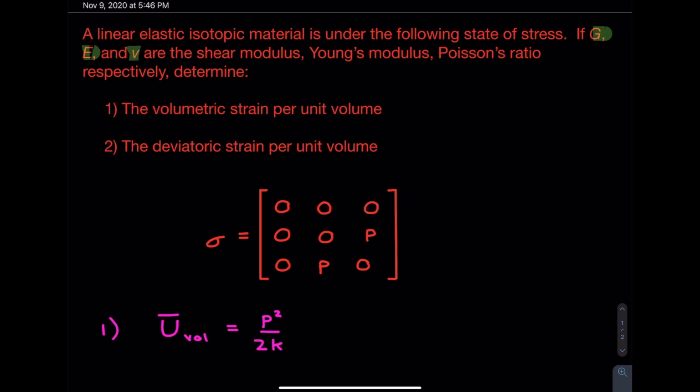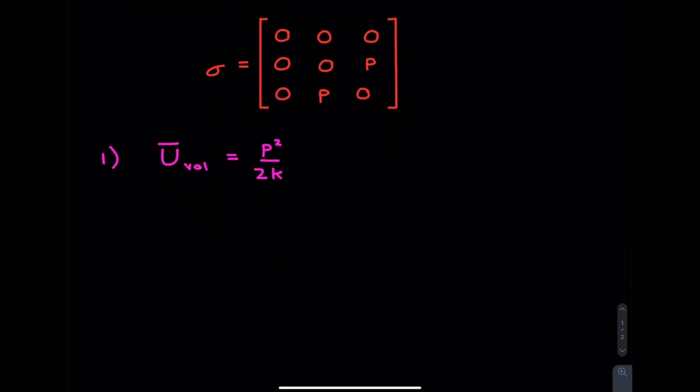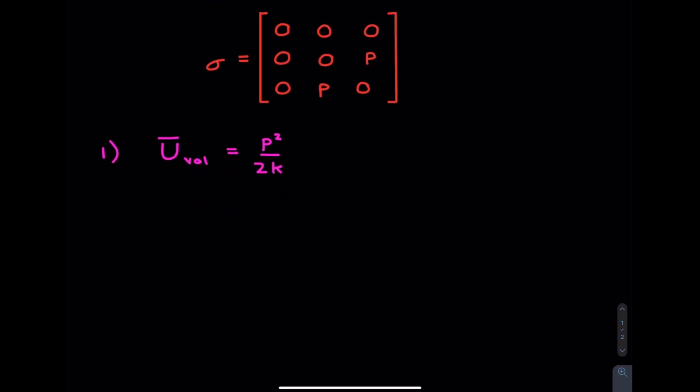But luckily for us, we know that K is a function of both the Young's modulus E as well as the Poisson's ratio nu. So this equation's not too bad. All I have to do is substitute what I know for K. So this is going to be equal to 3 multiplied by 1 minus 2 times nu, where nu is the Poisson's ratio. All of this is going to be divided by 2 multiplied by the Young's modulus E, and then at the end we have our P squared.